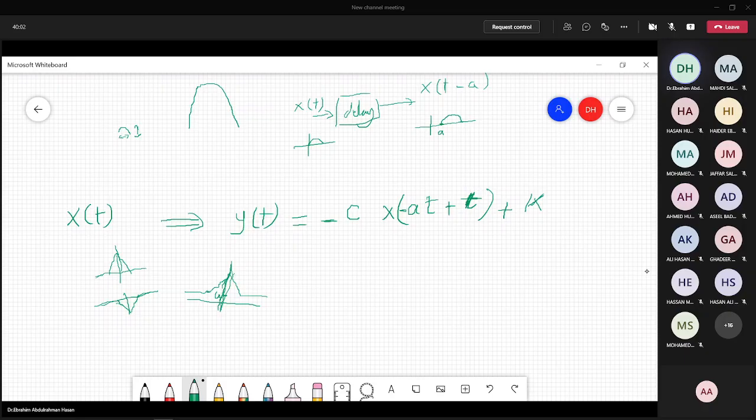Okay, what about the C? What does this C do? It's going to scale. This is x of t, okay? This is the original one. Let me say that this is the original one. So C is going to scale it. If it is greater than 1, it becomes magnified like this. So instead of 1, we multiply it by C, then it becomes C.